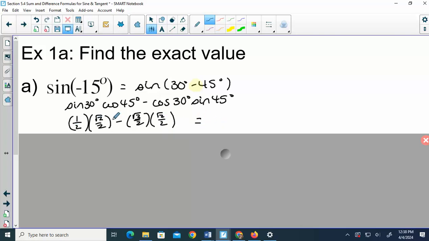So when you multiply, you just go straight across. 1 times the square root of 2 is the square root of 2. 2 times 2 is 4. Square root of 3 times the square root of 2. Since they're both under radical, you can multiply them together. It gives you radical 6 over 4.